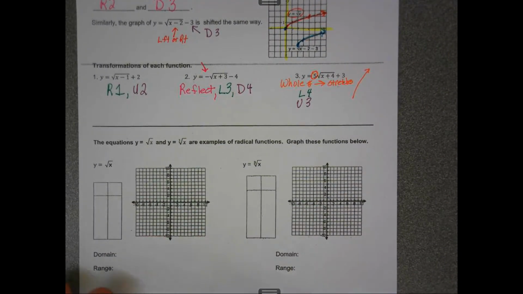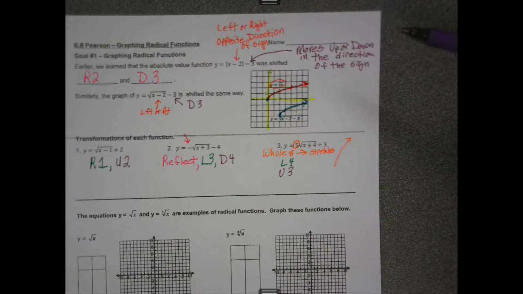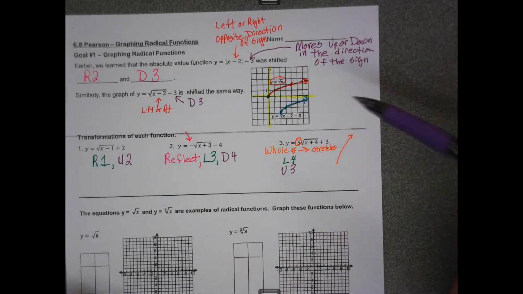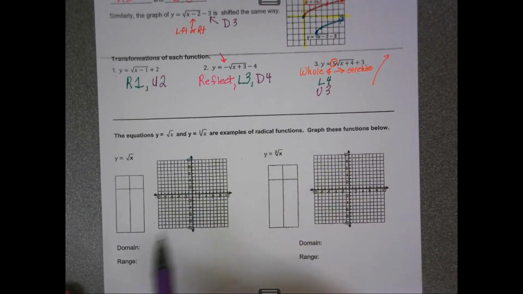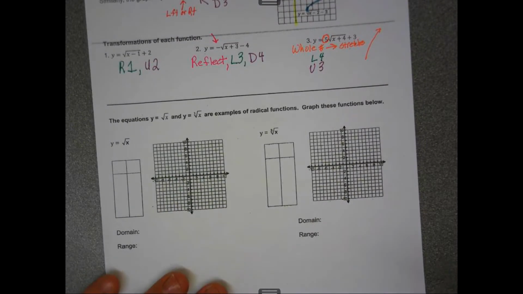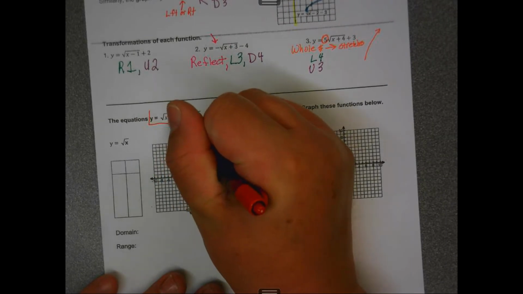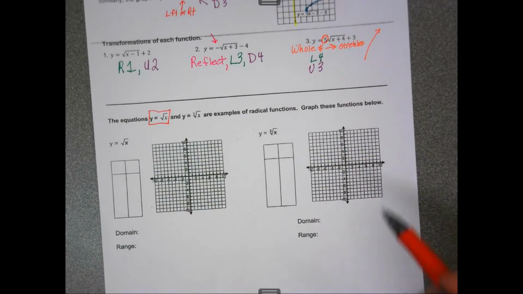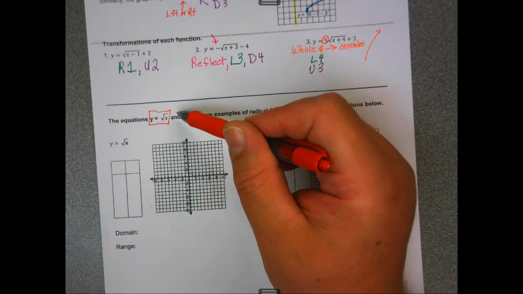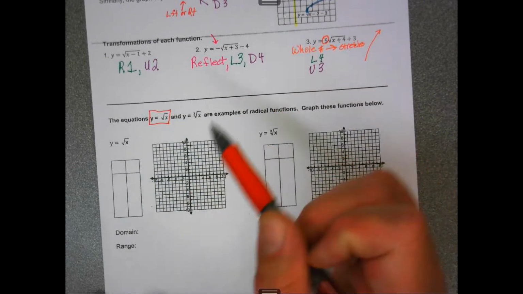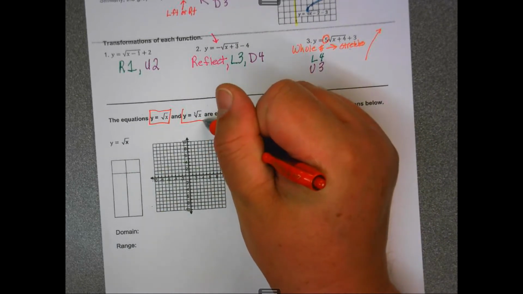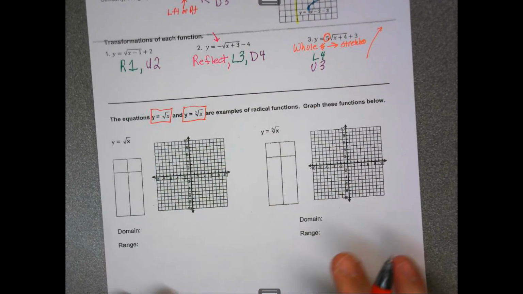Okay. Now, I already kind of did the y equals square root of x function up here. And let's look at that parent function again. It's called the parent function because there's no transformation, whether we're moving left or right or up or down. So it's called the parent function. This is called the parent function for the cube root.